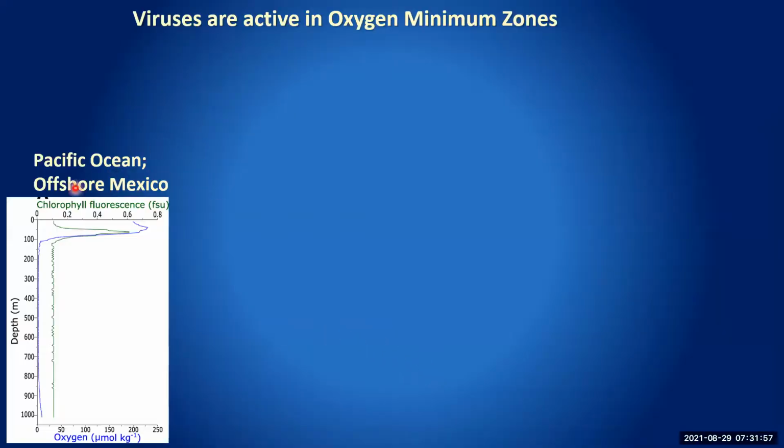So here I have a depth profile from the Eastern Tropical North Pacific. We're going from 0 down to 1,000 meters depth down in the ocean. In the green, we have chlorophyll fluorescence. So we have our photosynthetic organisms up at the upper part of the ocean. And in blue, I have oxygen concentration with the highest concentrations of oxygen at the surface, and then decreasing down to almost nothing below 100 meters, staying low all the way through the water column down to about 800 meters, where it starts to increase again.